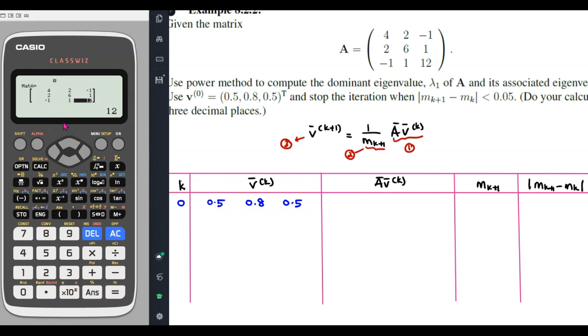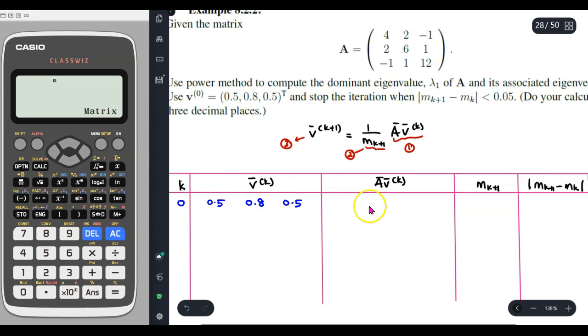Next is to store the eigenvector v_0. So use another matrix. All right, so define a new matrix. So we can use matrix B to define our eigenvector v. So use number 2, number of rows is 3, column is 1. So we put 0.5, 0.8, and 0.5. So that is your eigenvector v_0. So this is matrix B in the calculator.